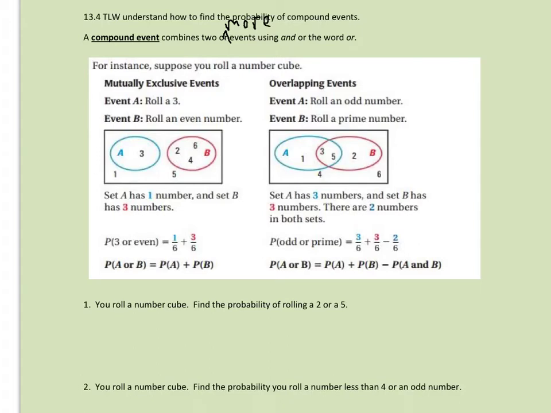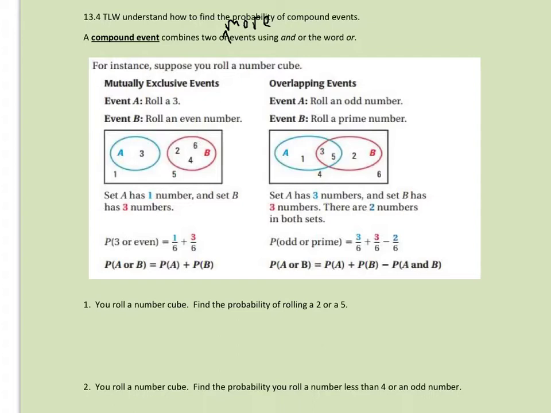For instance, suppose you roll a number cube. So here's an example. Mutually exclusive is one type. Event A, you roll a 3. Event B, you roll an even number. Is it possible that 3 is an even number? No. So they are mutually exclusive.